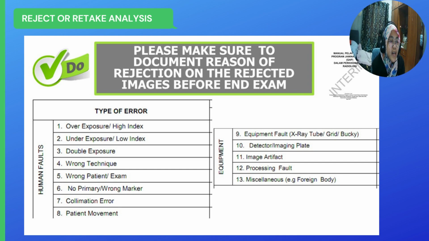So this is the type of error caused by human faults and equipment. We categorize the image under human faults, whether the image is overexposure or underexposure, double exposure, wrong technique, wrong patient, no primary or wrong marker, collimation area cut off, or patient movement. And equipment fault is related to the X-ray tube, grid, bucky, detector or imaging plate, image artifact, processing fault, and miscellaneous.